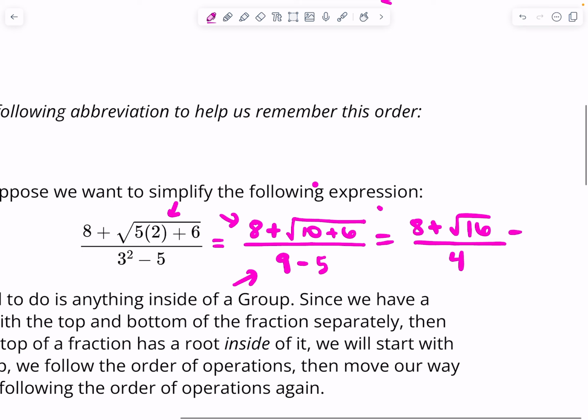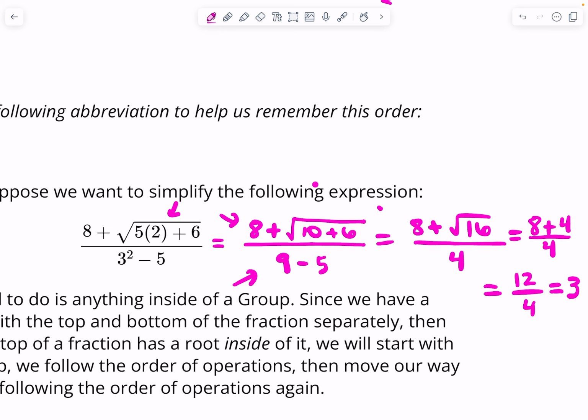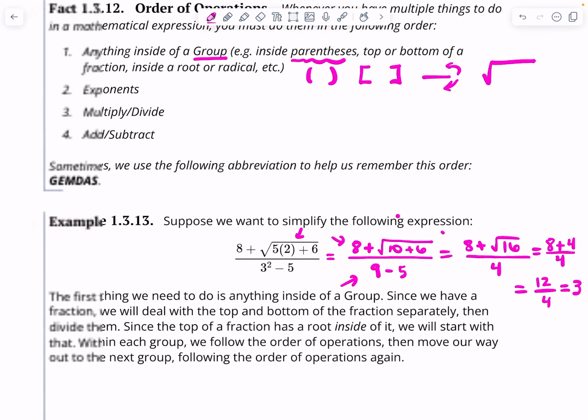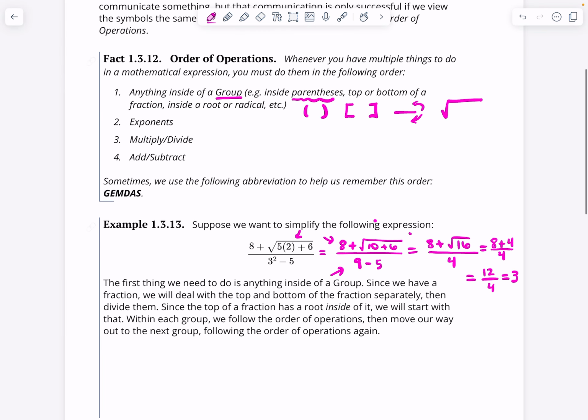And then the square root is really an exponent, so we're ready to do that before we add. So it's 8 plus the square root of 16, which is 4, over 4. Then if we add the 8 and the 4, we get 12. Lastly, we deal with the division here, which gives 3. So really it's just practicing those grouping symbols in that order.